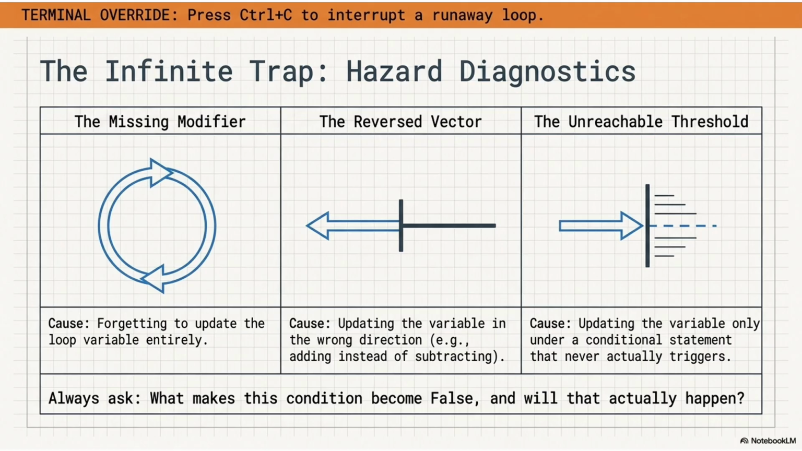The diagnostic question to ask before every while loop: what makes this condition become false, and will that actually happen? If you can't answer both parts confidently, the loop has an infinite trap in it. Write the modifier before you write the loop body. Make the exit strategy explicit from the start.